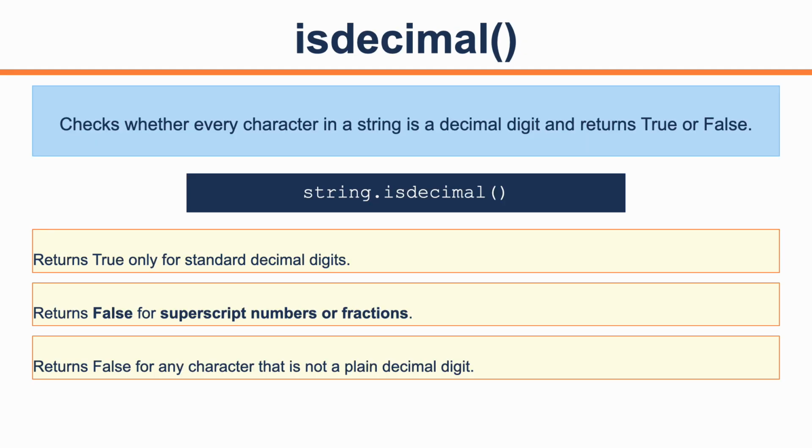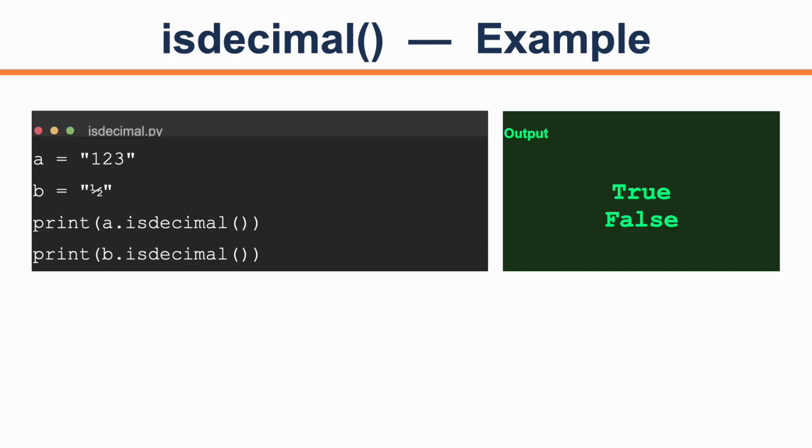The isDecimal method checks whether every character in a string is a decimal digit. It returns true only for standard decimal digits. It returns false for superscript numbers, fractions, or any non-decimal digit characters. Here we check two strings using the isDecimal method. The first string contains standard digits, so it returns true. The second string contains a fraction character, so it returns false.